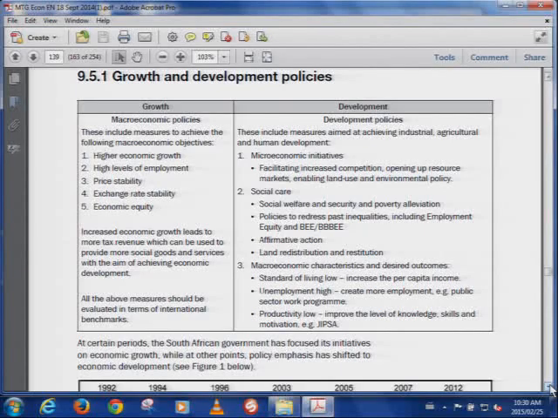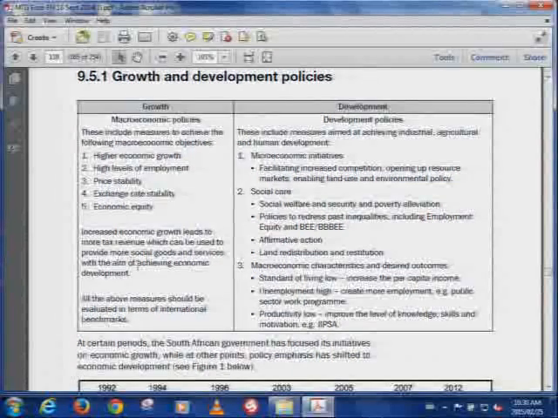Under growth, we've got the macroeconomic policies that South Africa has used, and we all know these are the macroeconomic objectives that any country, including ours, would like to achieve: high economic growth rates, higher levels of employment, price stability, exchange rate stability or balance of payments stability, as well as number 5, economic equity. We all need to achieve that.